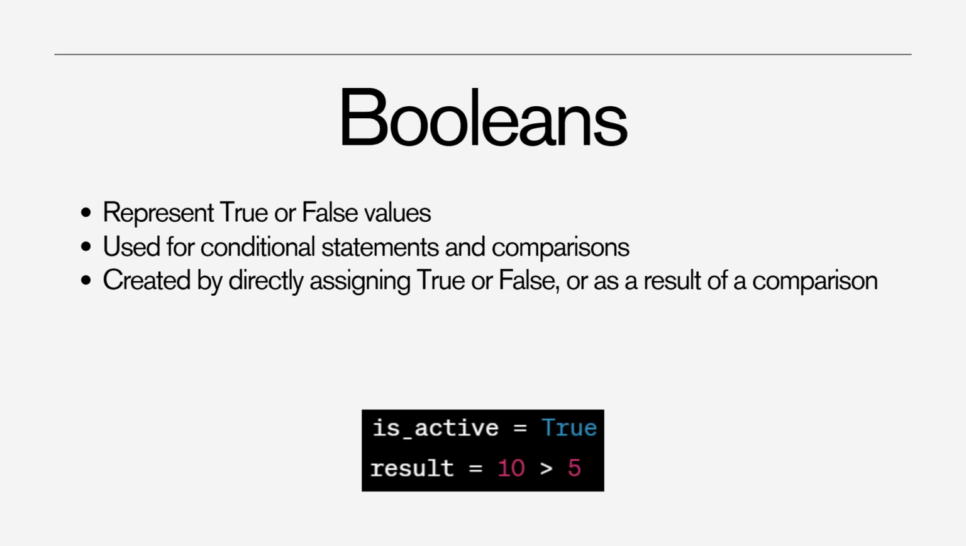At last we have Boolean. Booleans represent true or false values and are primarily used for conditional statements and comparisons. They can be created by directly assigning true or false, or as a result of a comparison.